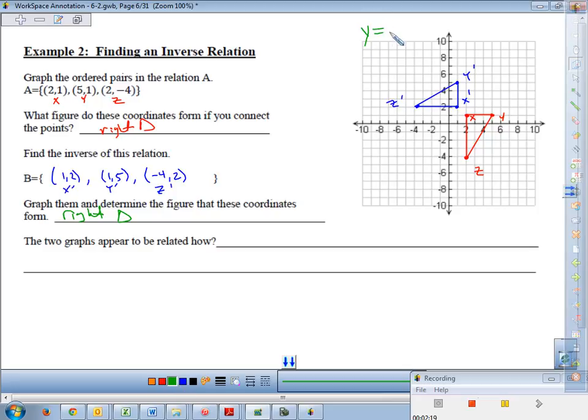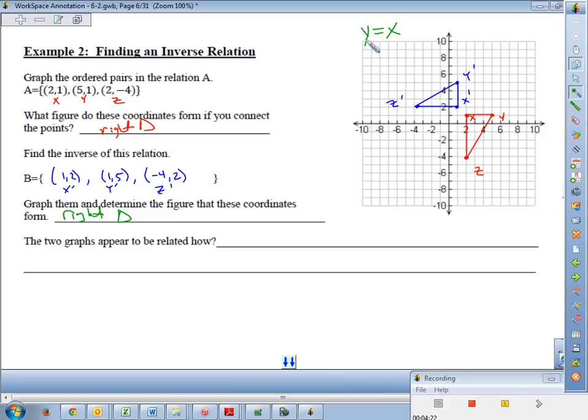Y equals x. Is that horizontal, vertical, or oblique? It's oblique. How come? This is an oblique line because it has both variables in it.